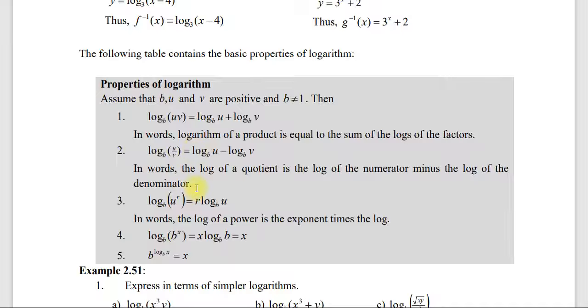in base b ማለት r log u in base b ማለት ነው። in word the log of a power is the exponent times the log ስለዚህ ኤክስፖኔንት አለ ወደዚህ መምጣት ትችላለች ማለት ነው። አራተኛ log b the power of x in base b ማለት x log b in base b log b in base b ማለት ደግሞ 1 ማለት ነው። ኦኬ ምክንያቱም b the power of x which is equals to b የሚመጣ x ስንት ስትሆን ነው?